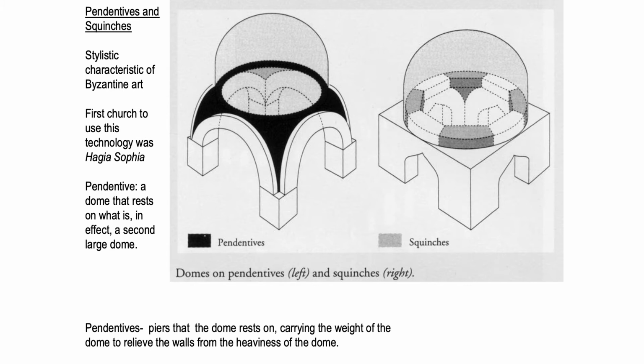So here's a drawing of how the squinch and pendentive technology worked. The pendentive was created by using a dome form and putting a dome on top of a dome. So you can see that the squinch is a dome on top of a cube to the right. That's the traditional way of erecting a dome on a structure.